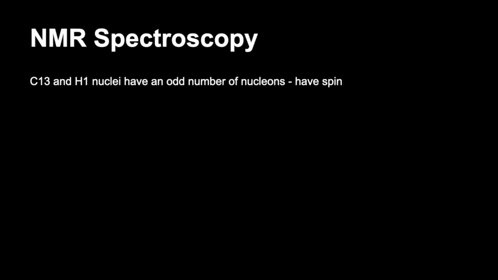So we're into the final topic now, hooray! And it's my personal favourite, NMR spectroscopy. So we'll start with some basic stuff first. Carbon-13 and hydrogen-1 nuclei have an odd number of nucleons. So that's protons and neutrons added together, which means they have a property called spin. So they can act like little tiny bar magnets. Because of this property, they can absorb energy in the radio wave part of the electromagnetic spectrum. So the energy that's used in NMR is radio wave energy.